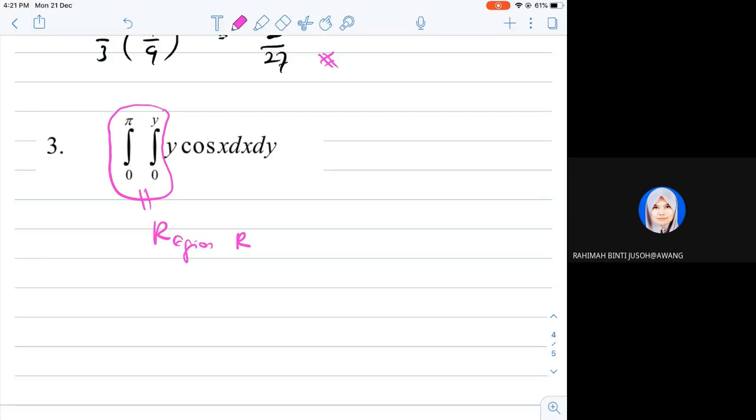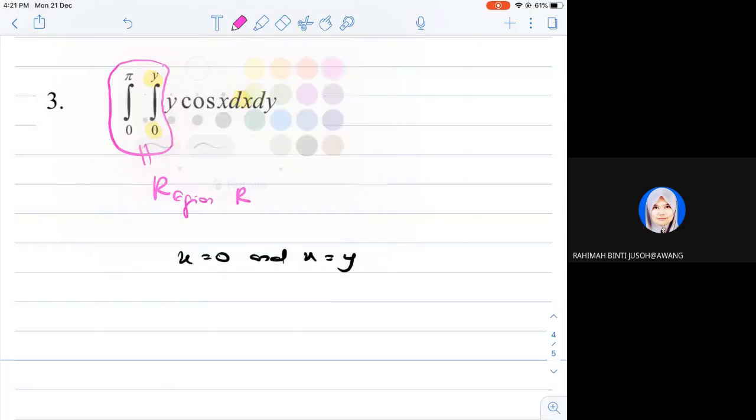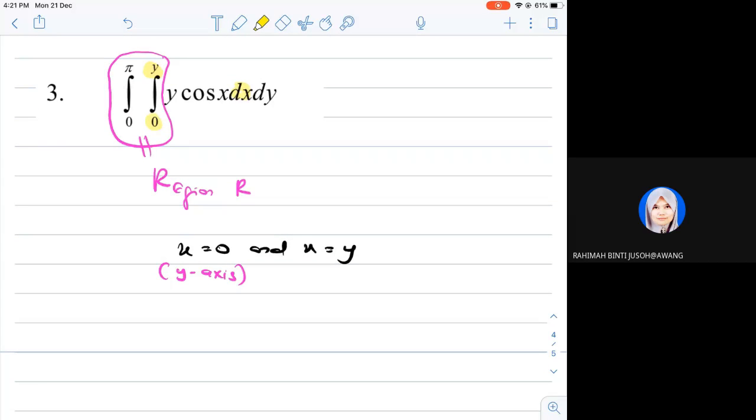Okay, guys, so now we have x equals to 0, and x also equals to y. So we will have x equals to y. And you have to bear in mind x equals to 0 also means y exists. Remember it like that. If y equals to 0, x exists. Yes, x exists. Okay, good. And then in this case, we have limit of y from 0 until pi. Okay, so y from 0 until pi.